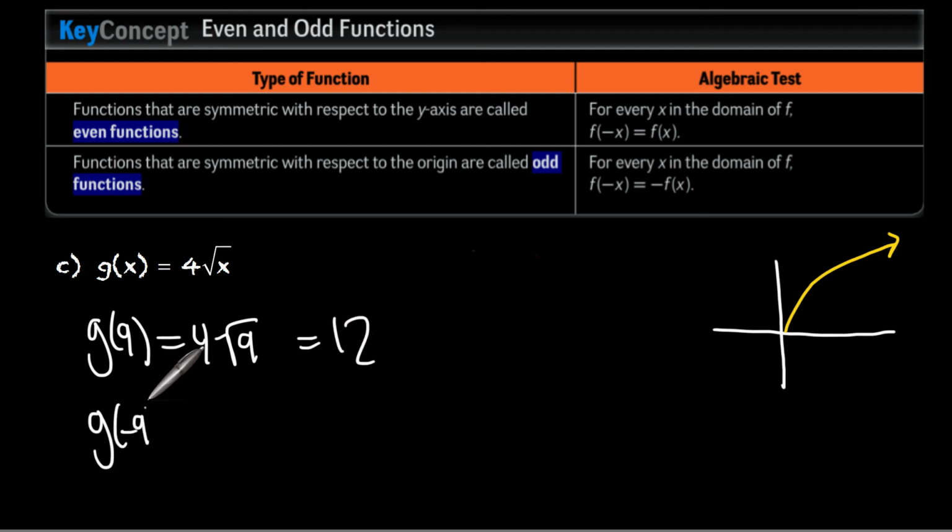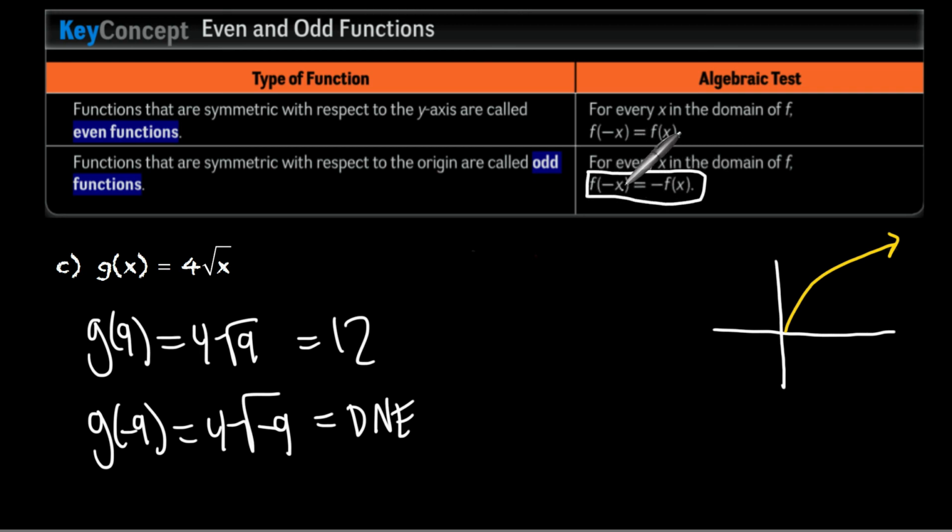Uh-oh, there's a problem. When we try to plug in a negative 9, we can't do it because we can't take the square root of a negative number without getting imaginaries. So because this doesn't exist, it doesn't have even symmetry. And if you pay attention to the odd symmetry test, which is right here, you will also recognize that you'd have to plug in a negative 9 here. And because that does not exist, you can say that this does not have even symmetry or odd symmetry. This has no symmetry. And that's all there is to it, to symmetry of functions.